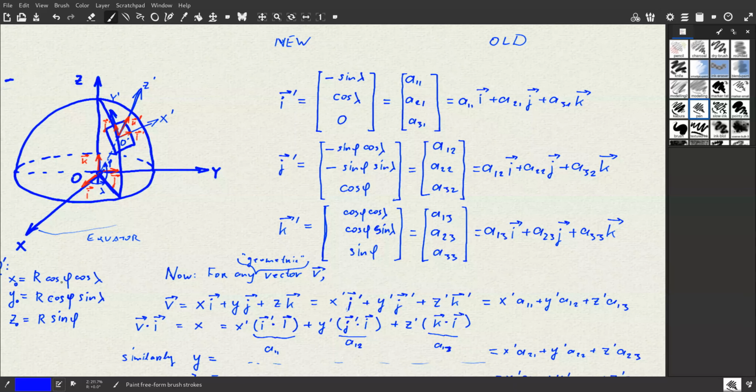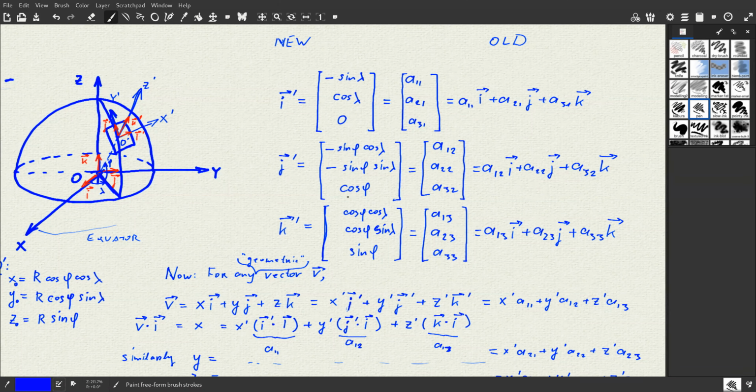For the radius vector, we have just cosine lambda, sine lambda here. For J prime, we have the opposite direction because, as I said, the projection would be pointing the opposite way. That's why there is a minus in front: minus sine phi cosine lambda, minus sine phi sine lambda. And it's easy to see that the angle between J prime and K, the vertical Z axis, gives cosine phi.